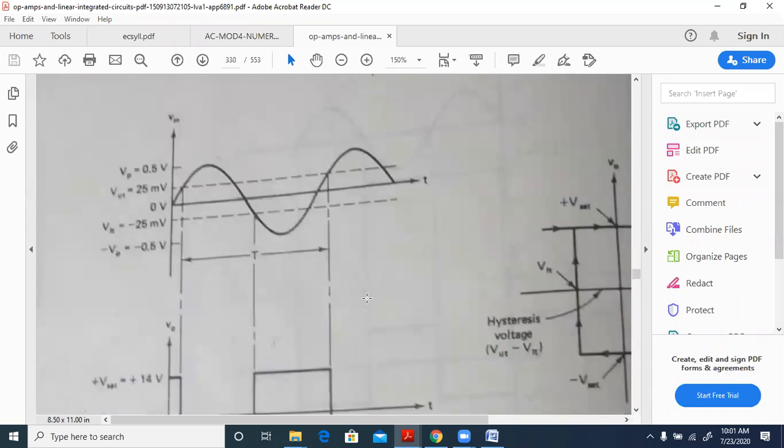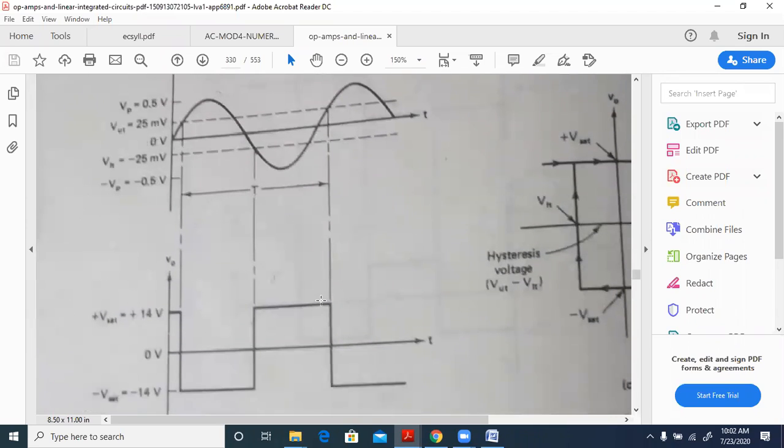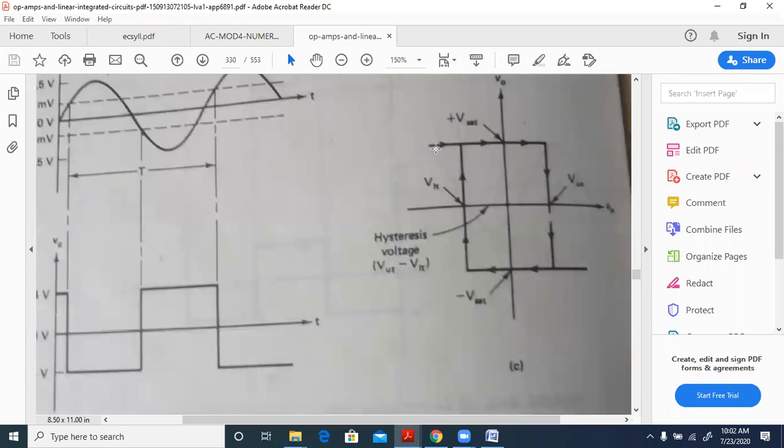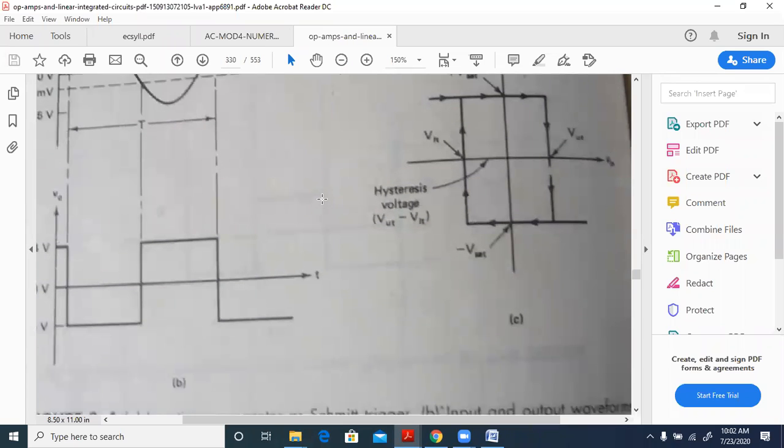So between VUT and VLT in the positive portion, you have the output as negative. Between the VLT and the VUT in the negative portion over here, we have it as plus VSAT. And we'll get the hysteresis curve, which is something like this. So we need to find the values there.